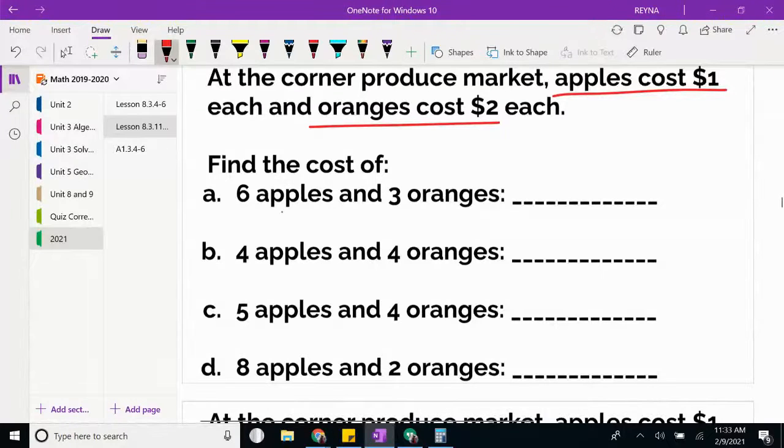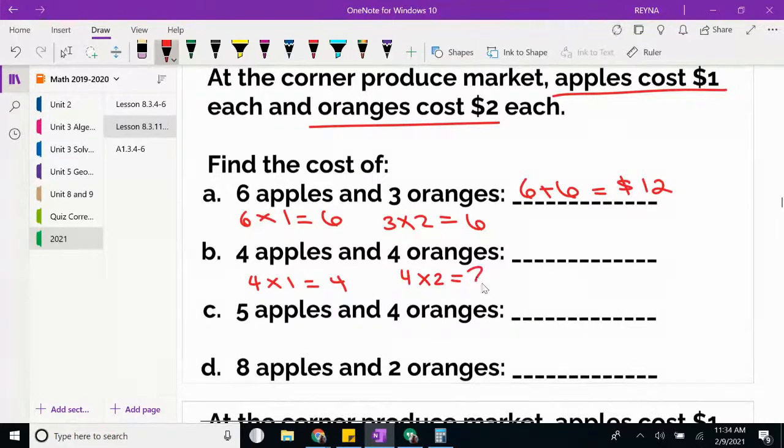So now we're going to find the cost if they were to buy this. So 6 apples, and each apple is $1. And then 3 oranges, and each orange is $2. So 6 times 1 is 6, 3 times 2 is 6, and then we do 6 plus 6. So this will be a total of $12. How much would 4 apples and 4 oranges cost? Well, let's see. We would do 4 times 1, which is 4, and then 4 times the $2, which is 8. So we would do 4 plus 8, 8, 9, 10, 11, 12. This is also $12.